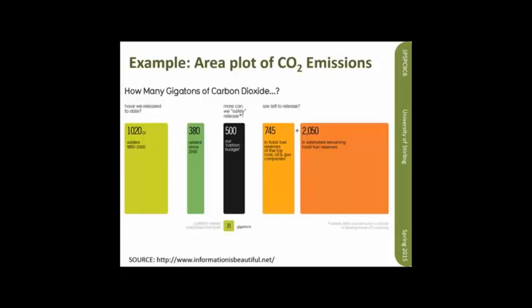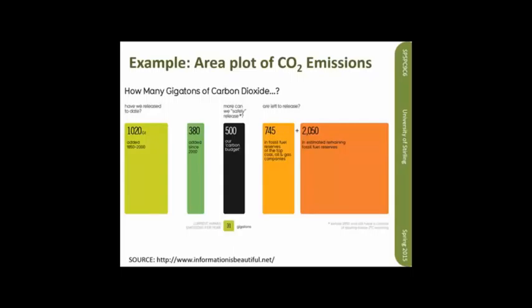So this is an area plot, so it's carbon dioxide emissions. It shows you the carbon dioxide that was released up until the year 2000, the carbon dioxide added since 2000, how much more we could safely release without affecting the climate, the size of the fossil fuel reserves, and then the estimated remaining fossil fuel reserves that are undiscovered. And so you get a sense of the relative sizes here compared to the carbon budget is described, what's left to release compared to the amount of carbon that's left in the ground.